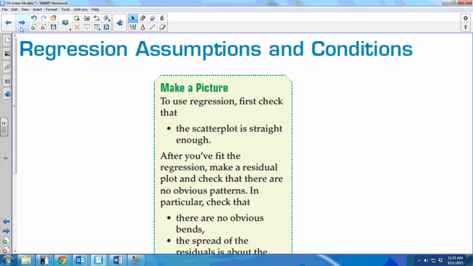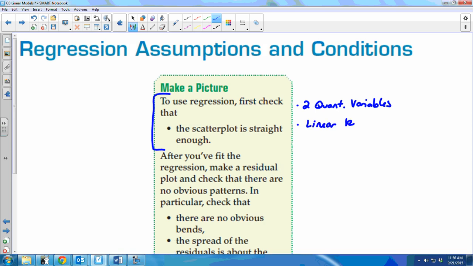Last week I said that you had 3 things you had to check for when you were going to say if something was appropriate, right? Is the model appropriate? Well, you still have those 3 things. You need to look at the scatter plot and make sure there's 2 quantitative variables. You need to make sure that there's a linear relationship. And you need to make sure there's no outliers. But that's just the first step. Then you need to make a residuals plot and check that there are no obvious patterns.